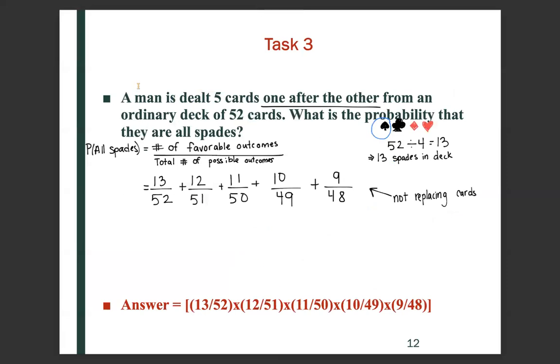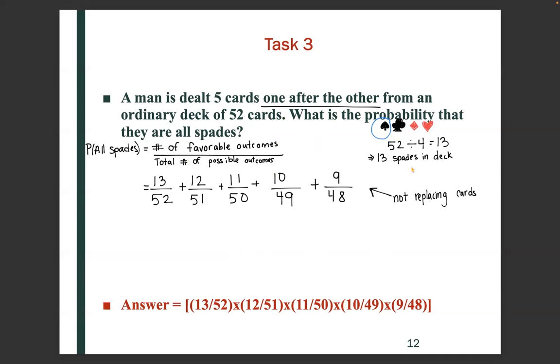And the last task is task 3. Here we're dealing with a different problem: a man is dealt 5 cards, one after the other, from an ordinary deck of 52 cards. What is the probability that they are all spades? The probability that they are all spades will equal the number of favorable outcomes, which in this case would be pulling a spade each one after another, divided by the total number of possible outcomes.